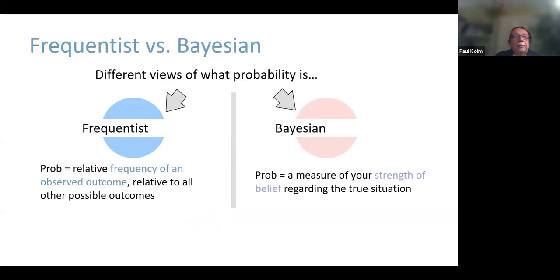So first of all, there are different views of what probability is. From the frequentist standpoint, probability is the relative frequency of an observed outcome relative to other possible outcomes. From the Bayesian perspective, probability is a measure of the strength of belief regarding the true situation.